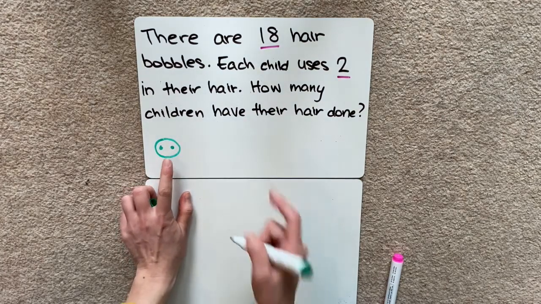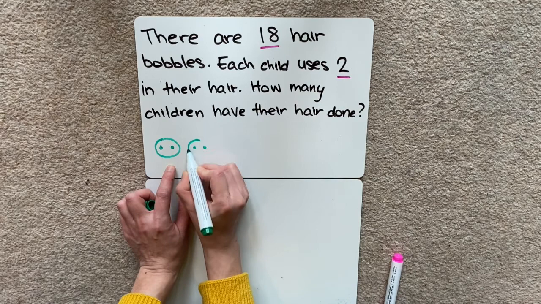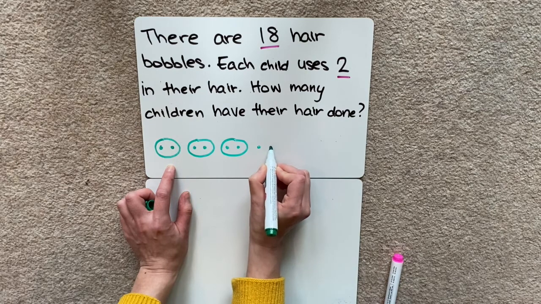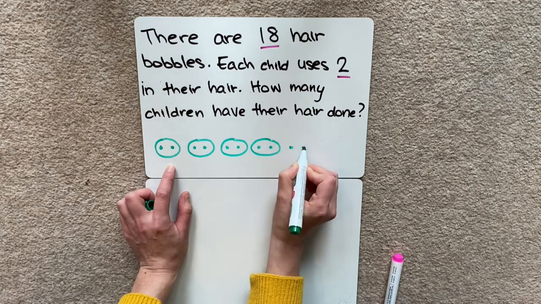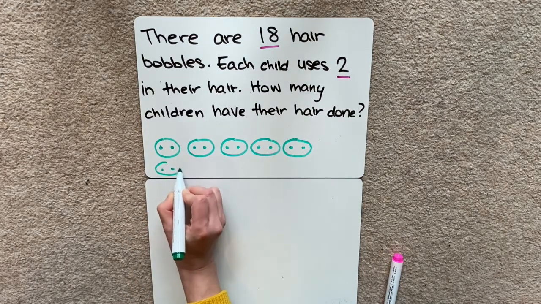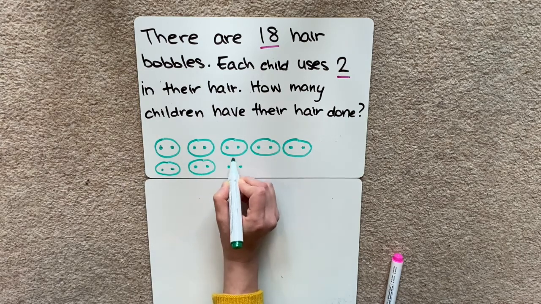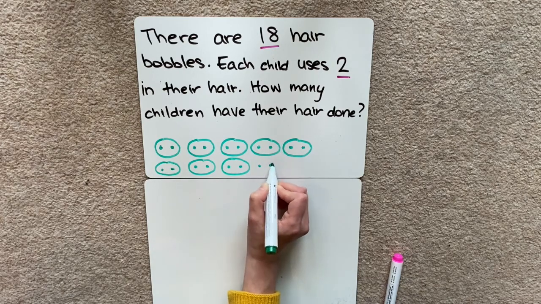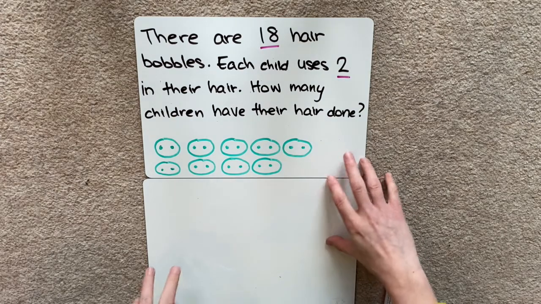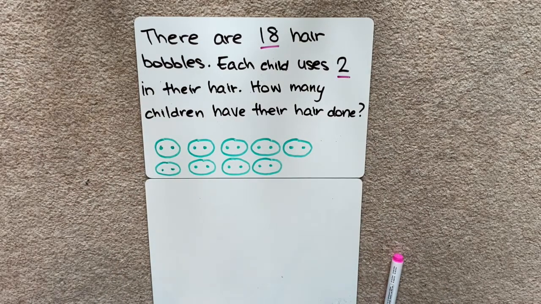So 1, 2, I need to get up to 18. 1, 2, 3, 4, 5, 6, 7, 8, 9, 10, 11, 12, 13, 14, 15, 16, 17, 18. Again, some of you probably in your head were saying you can just count up in 2s until you get to 18. You absolutely can, but it's good to check your work by drawing pictures.